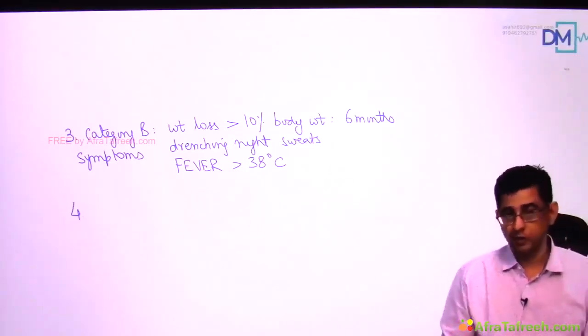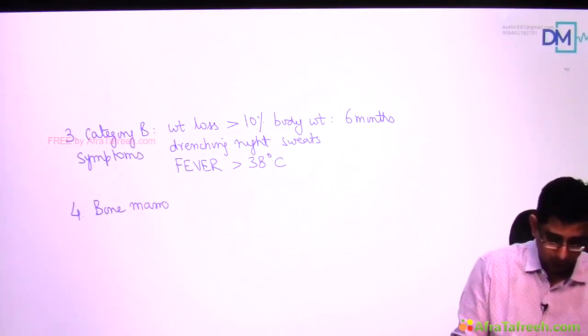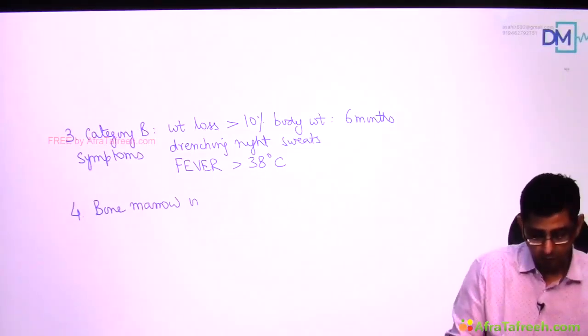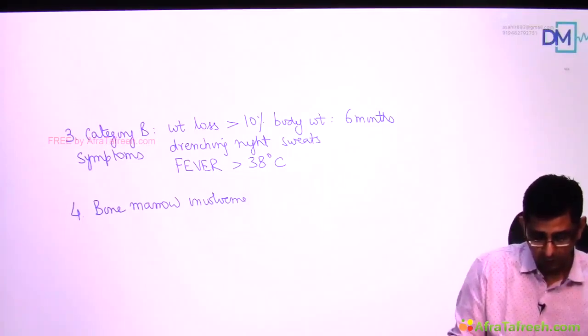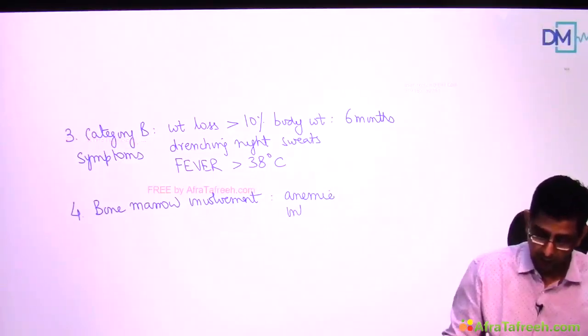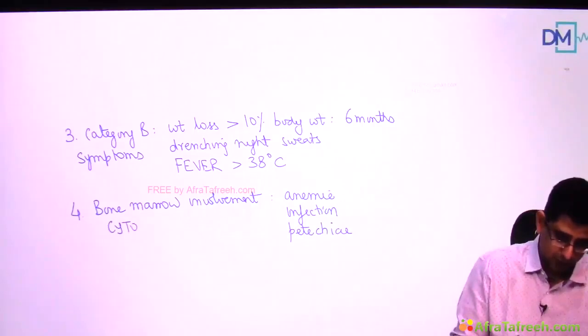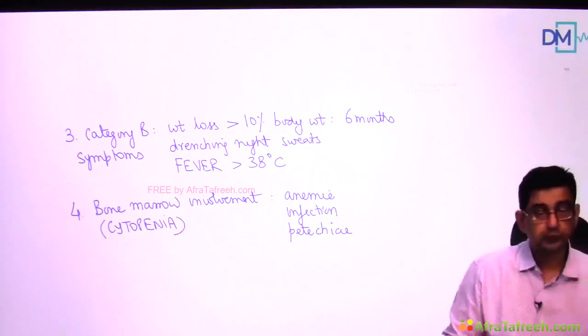Because of the hematogenous spread of the disease, it can cause bone marrow involvement. Now, if the cancer cells spread to the bone marrow of the patient, the bone marrow involvement can cause pancytopenias. So therefore, this non-Hodgkin's lymphoma patient will have anemia. He could have recurrent infections, and thrombocytopenia can manifest in the form of petechiae. So cytopenias are a manifestation that can be seen in non-Hodgkin's lymphoma but not in Hodgkin's lymphoma.